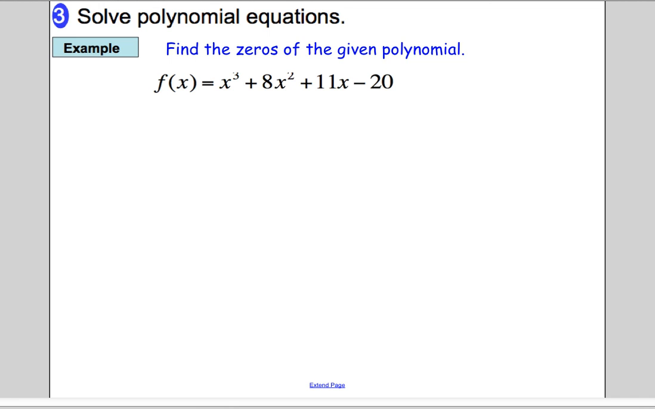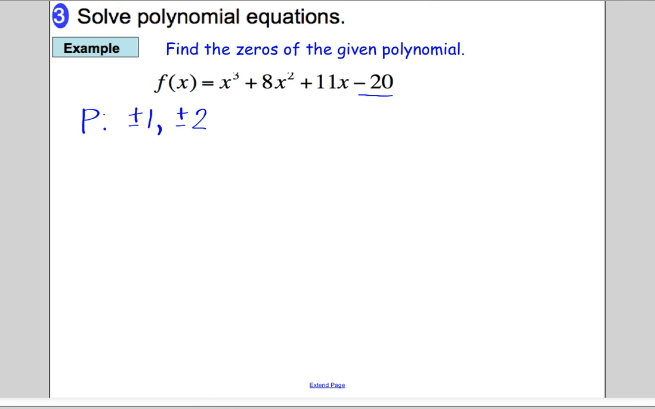And so here's our equation. We want to find all the zeros. Now remember, the first thing I need to do is find all the possible rational zeros using that rational root theorem. So we need to find our p's and our q's. The p, if you remember, are the factors of our constant, so negative 20. So we'll have to list out all those factors.